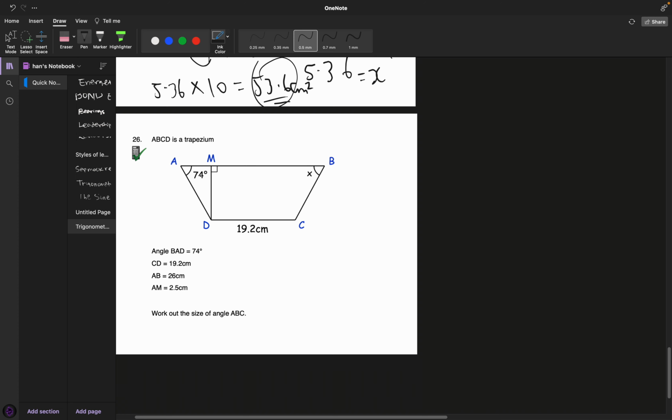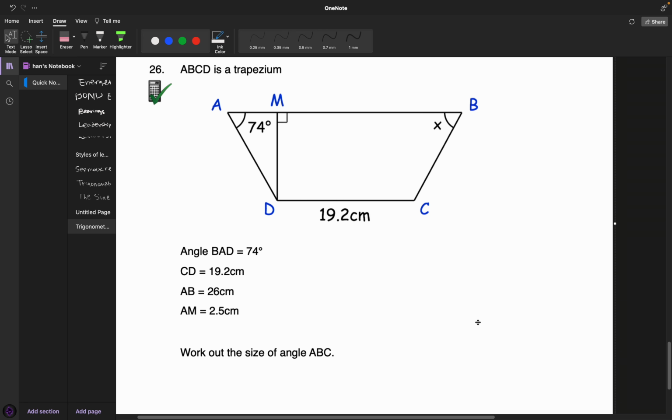Well, we can clearly see that there's only two written on the diagram, but four are provided. So I'm going to fill it out so that we know what we're doing here. Let me just enlarge this diagram before we continue, just so that it's a little easier. All right. Work out the size of angle ABC, so it's conveniently labeled x here. AM is 2.5, so we know that this is going to be 2.5. AB is 26, so this entire thing is going to be 26 centimeters. CD is 19.2, that's already written, and angle BAD is 74 degrees.